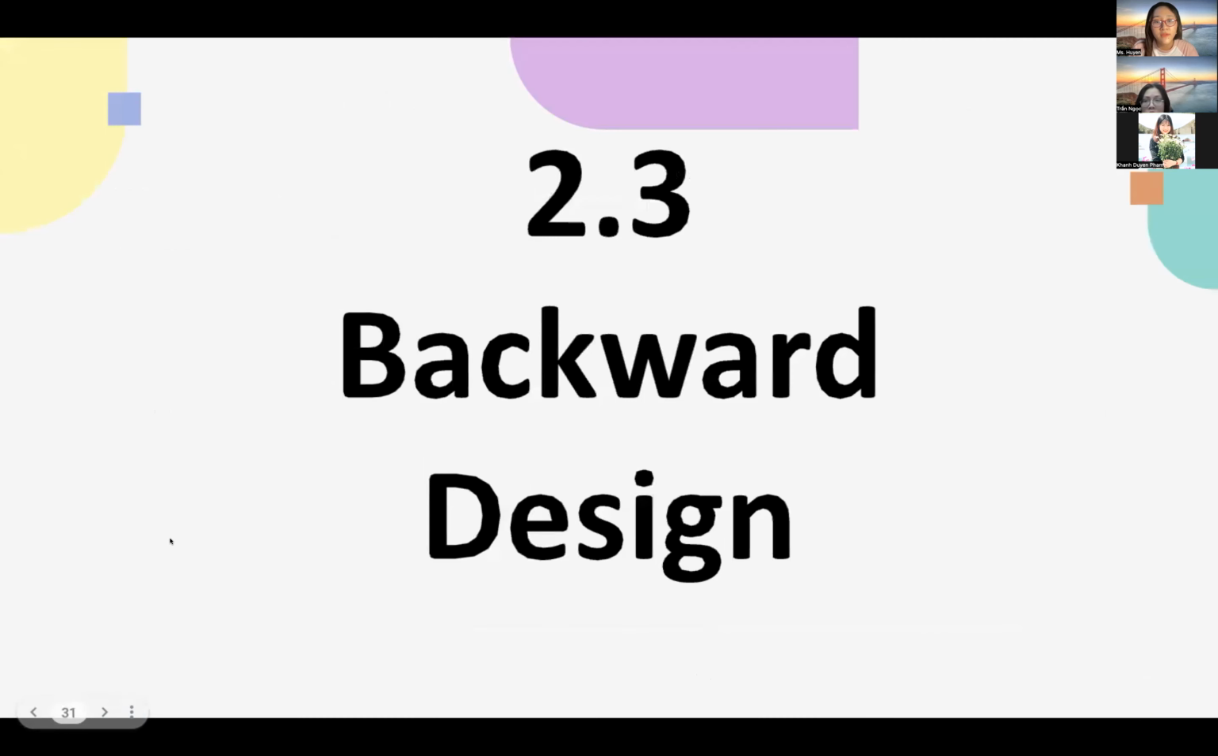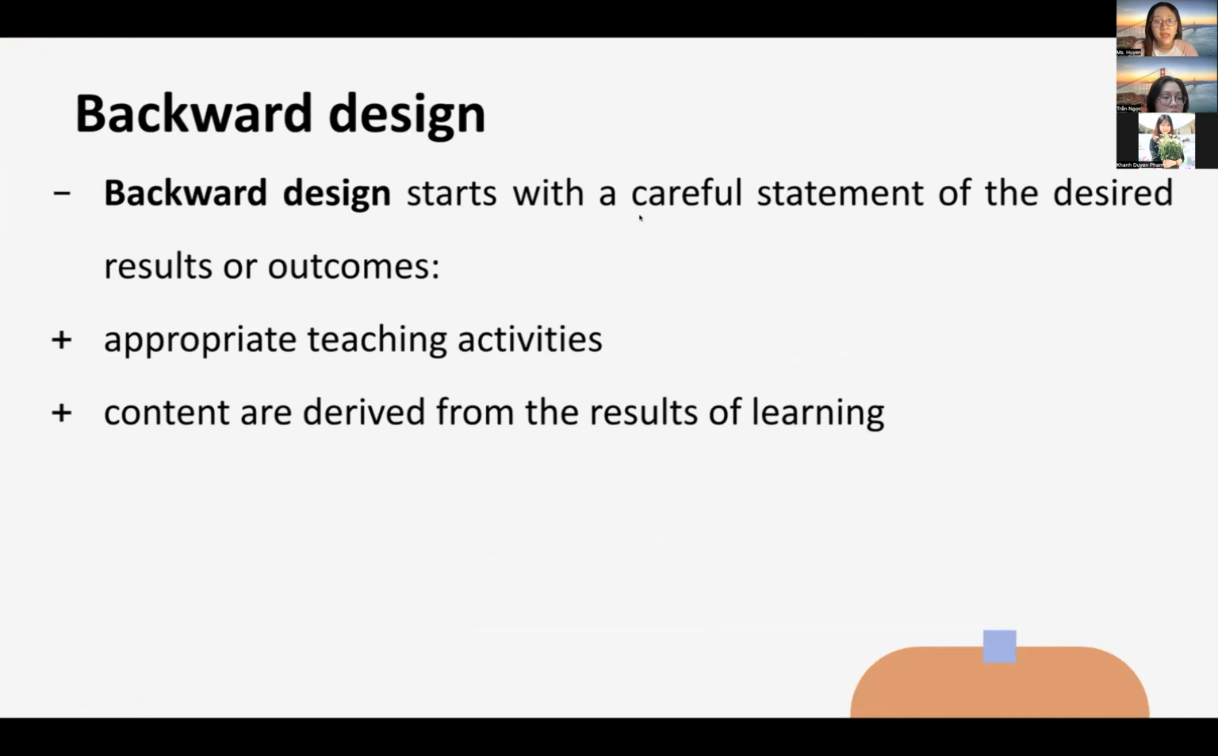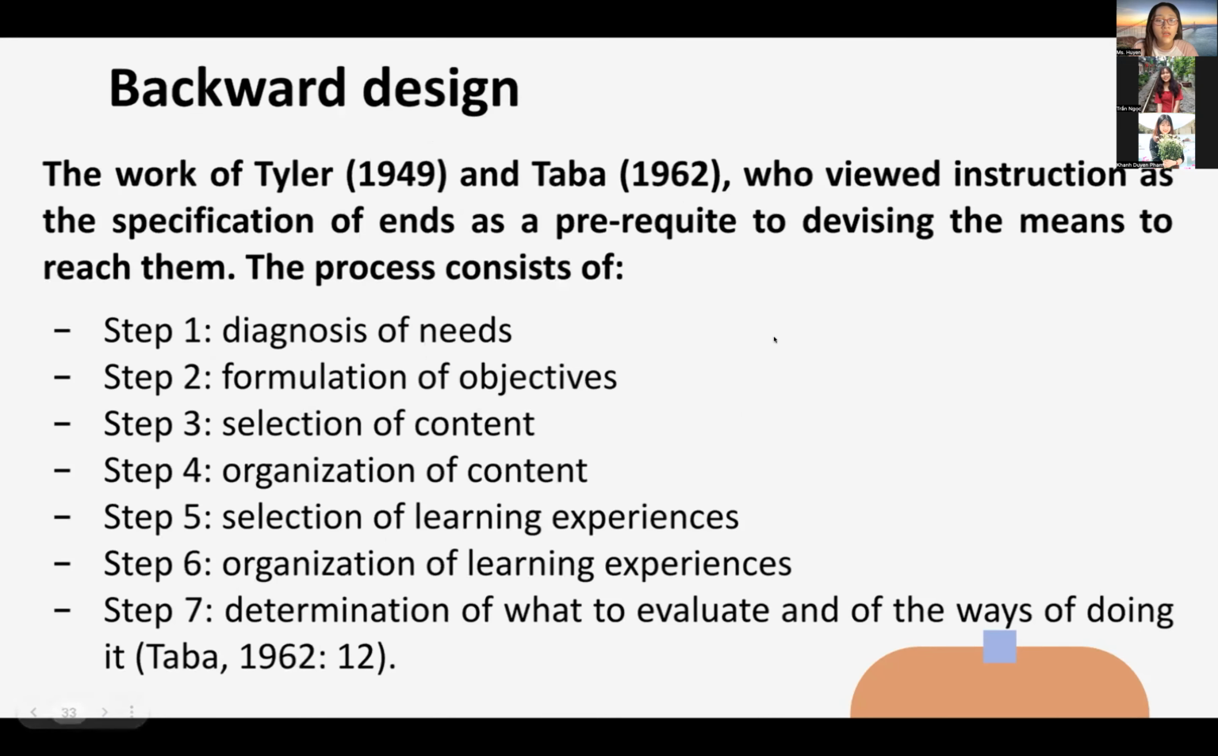Now, I'm going to move to the last approach, which is backward design. Backward design starts with a careful statement of the desired results or outcomes. Teachers will choose appropriate teaching activities and then content is derived from the results of learning. According to the work of Tyler 1949 and Taba 1962, who viewed instruction as the specification of ends and a prerequisite to devising the means to reach them. So this is a process of backward design.